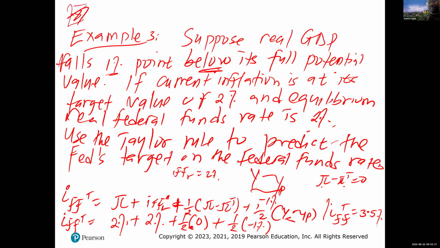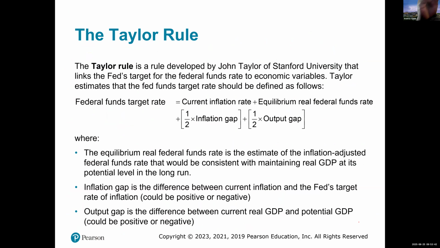So according to Taylor, if output falls 1 percentage point below its target, the Federal Reserve needs to lower the interest rate by 50 basis points, from 4% to 3.5%. It must lower the interest rate by 0.5, or what they call 50 basis points. So that's the Taylor rule. You've got a couple of examples. Here's the formula written in full.